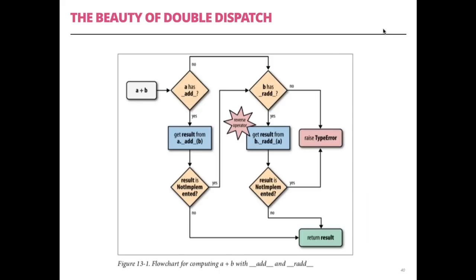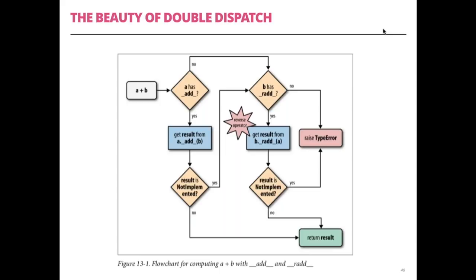And this is the algorithm for doing the reverse operation. So let's say A plus B, and let's say A is a set and B is a number, an integer. If you do A plus B and A has the add method, so we are on the top left here, then this algorithm is actually implemented in C in the Python interpreter. The interpreter will check to see if the A operand, the first operand, has a dunder add, and if it has, it will call that.